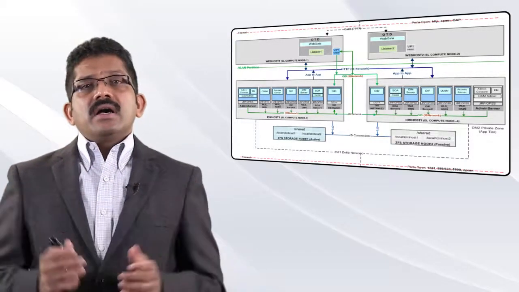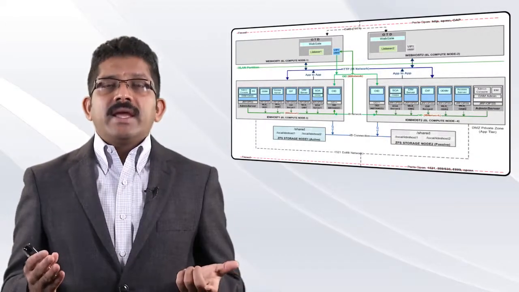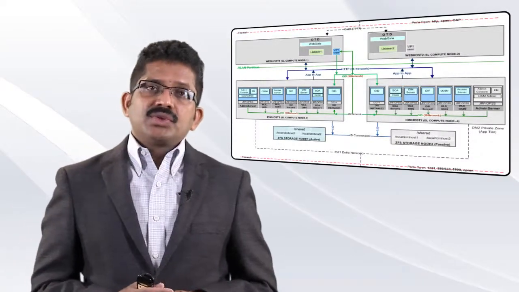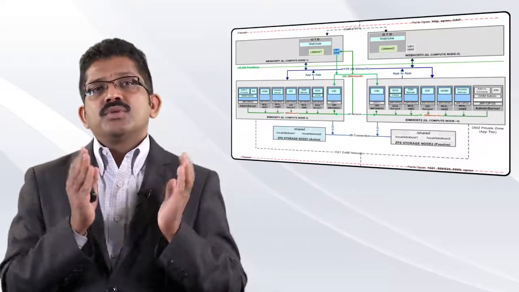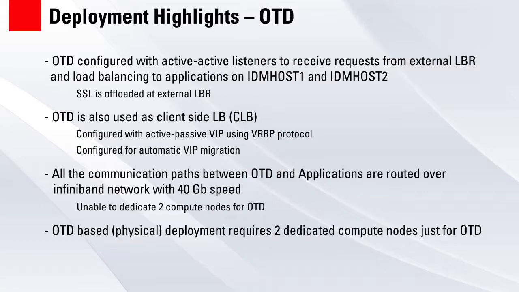So this is the deployment guidelines blueprint, and in a nutshell, these are the benefits. You also see ZFS shared storage is part of the rack, and the shared storage is also highly available through active-passive. Some of the pros and cons, if you look at it: in the physical deployment, you are dedicating 2 compute nodes for security purposes, and 2 compute nodes just for OTD may be overkill in the OTD architecture. But if you are concerned about security, that is the recommendation.